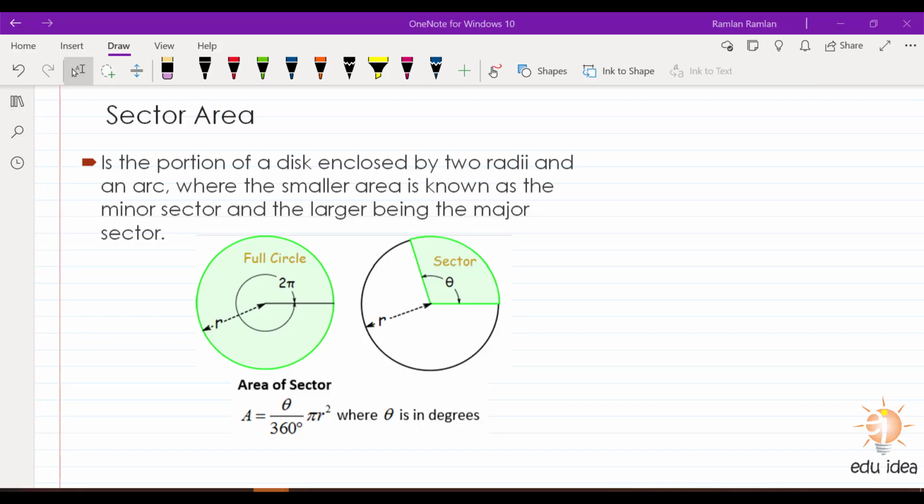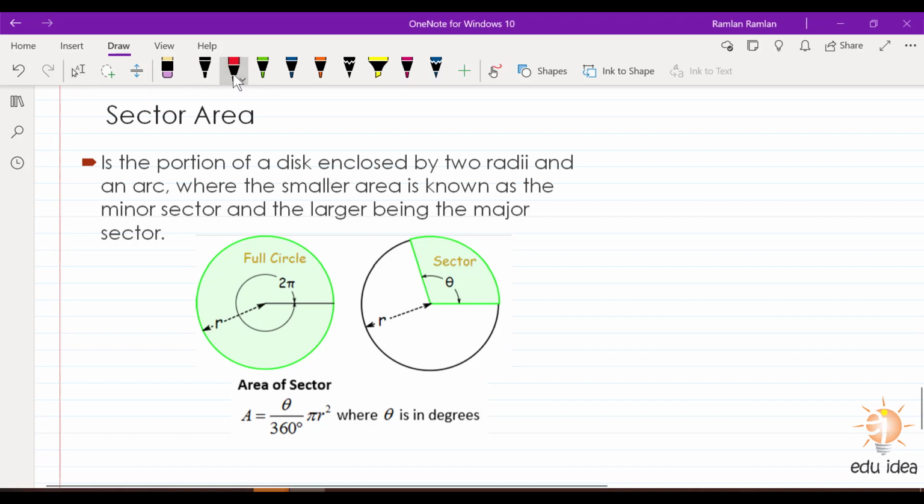Okay, let's go to the next concept, which is about sector area. A sector area is a portion of a disk enclosed by 2 radii, radii being the plural of radius, and an arc, where the smaller area is known as the minor sector and the larger being the major sector. Okay, so in here we have sector.